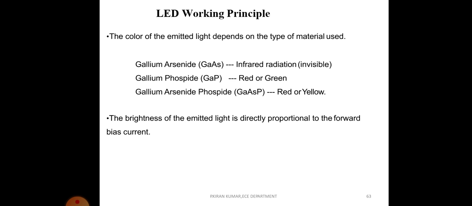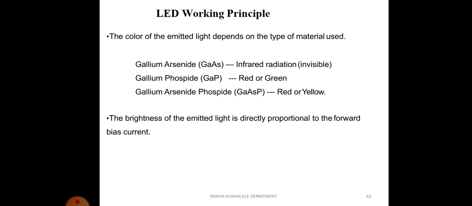The color of the emitted light depends on the type of material used. Gallium arsenide gives infrared radiation, which you can use for IR sensors. Gallium phosphide we are using for red or green. Gallium arsenide phosphide we are using for red or yellow. For yellow color, it has more energy gap, greater than the red LED energy gap.